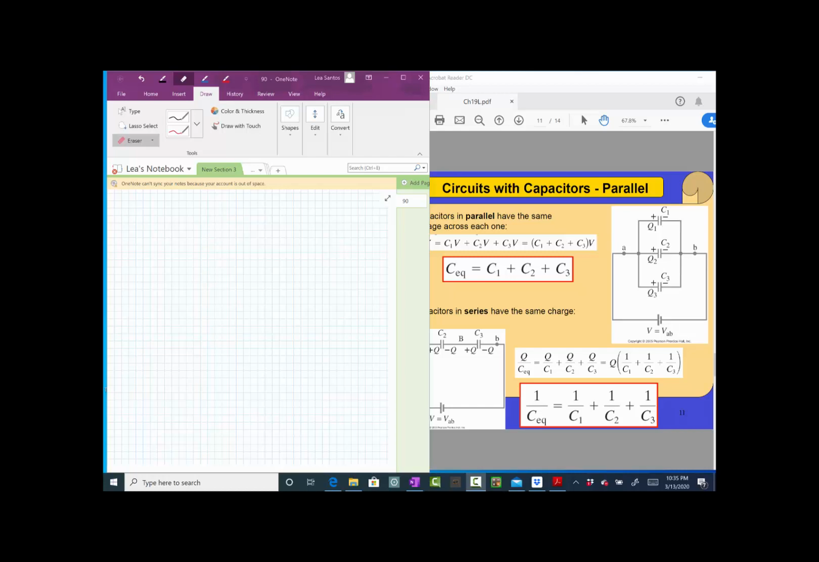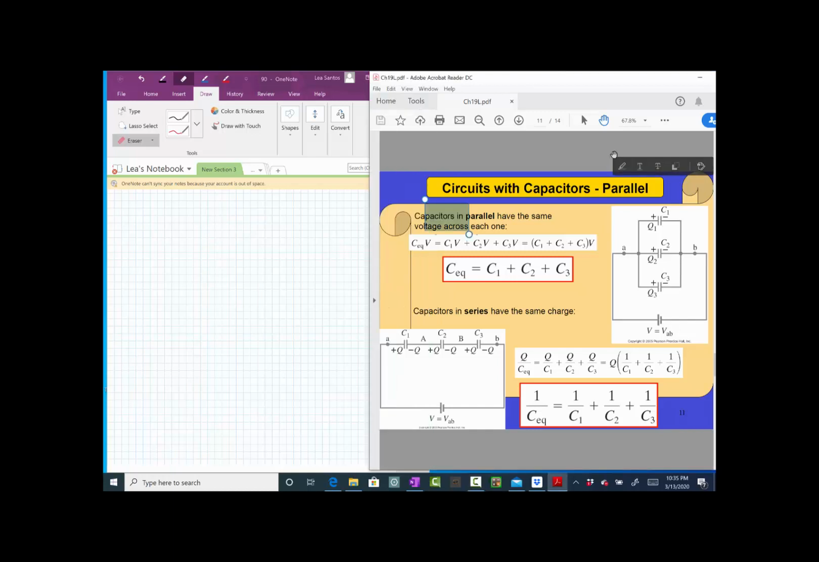Okay, so we have seen circuits where the resistors are in parallel and we found the equivalent resistance. We also saw circuits where the resistors are in series and we found the equivalent resistance. Now what we are going to do is study circuits where instead of resistances we'll have capacitors. Okay, so here on this slide we have the two cases that we are going to study.